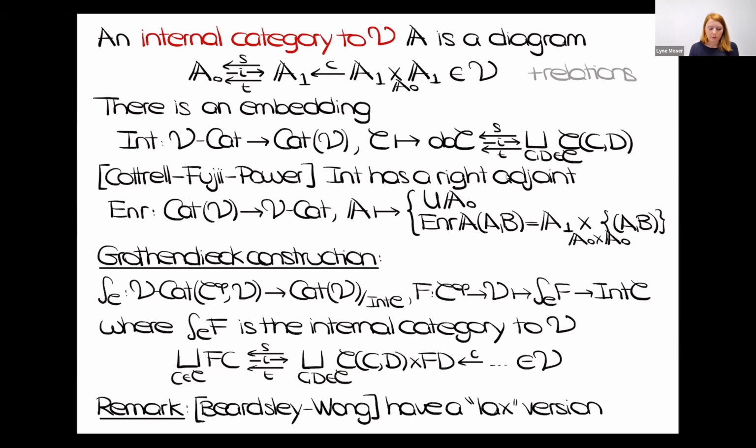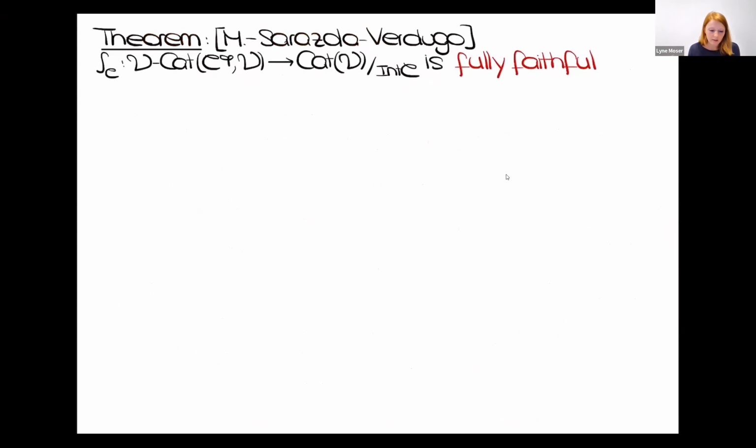Okay. And I also want to mention that Beardsley and Wang have another Grothendieck construction, which I would call the lax version of it, because it's more similar to the lax Grothendieck construction for 2-categories that I was talking about before. And in particular, it takes values in enriched categories again, so it's not going to internal categories. And so the theorem says that this Grothendieck construction is indeed fully faithful. And so again, we want to understand what the essential image is.